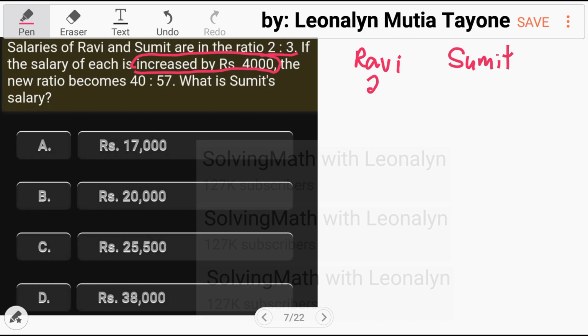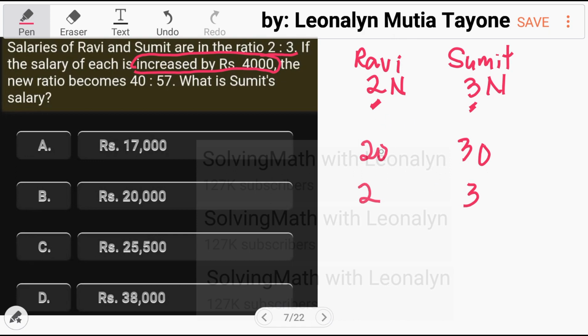Yung ratio nila ay 2:3 sa mga salaries nila. Now, let n be that number na i-multiply natin dito para sa actual na salary nila. Kasi itong 2 at saka si 3, yan yung ratio nila. Okay? Again, yan yung ratio. In case lang, ang salary ni Ravi ay 20, ang salary ni Sumit ay 30. Tapos kung i-list natin yan, that is 2 at saka 3.